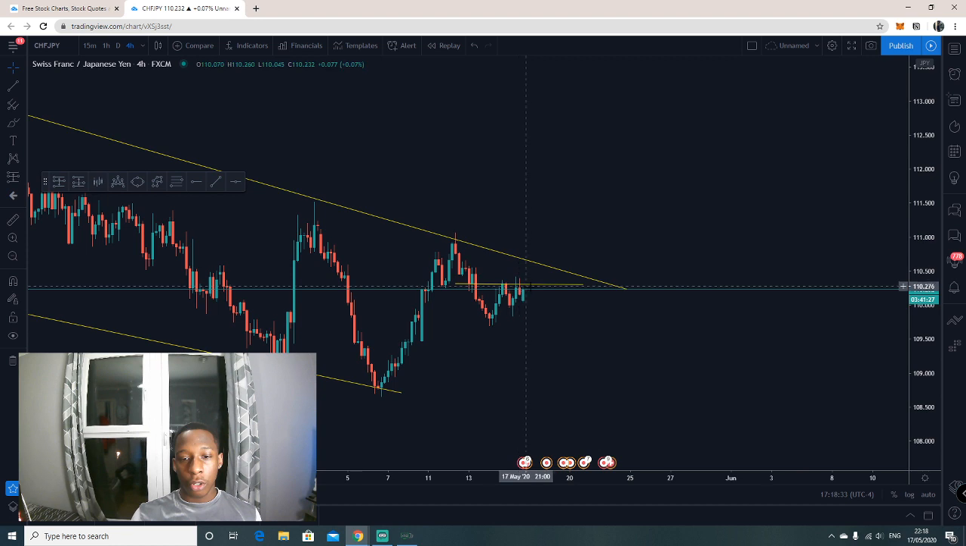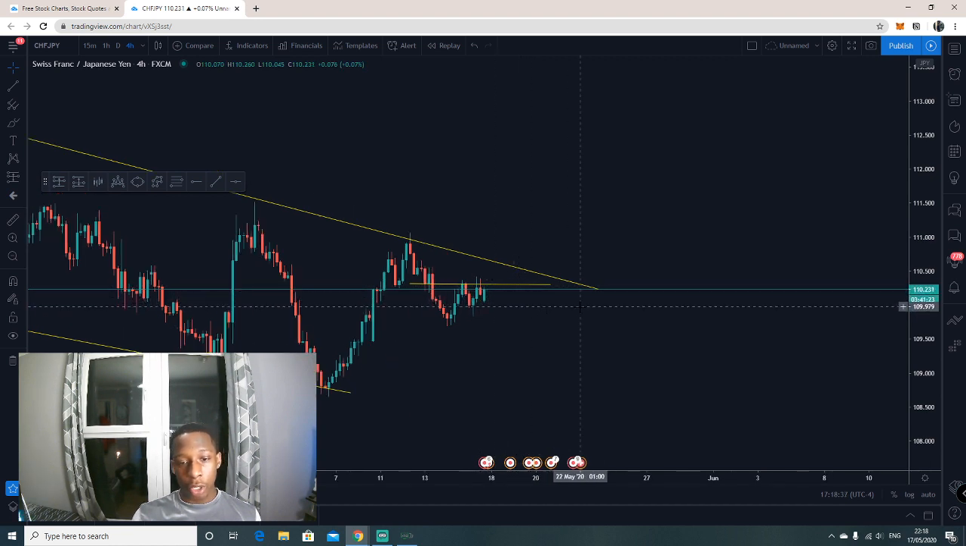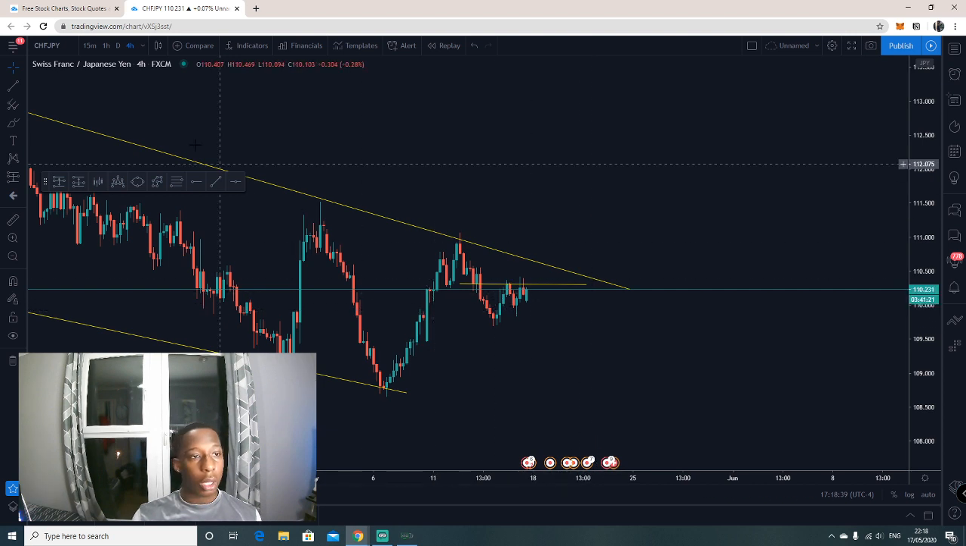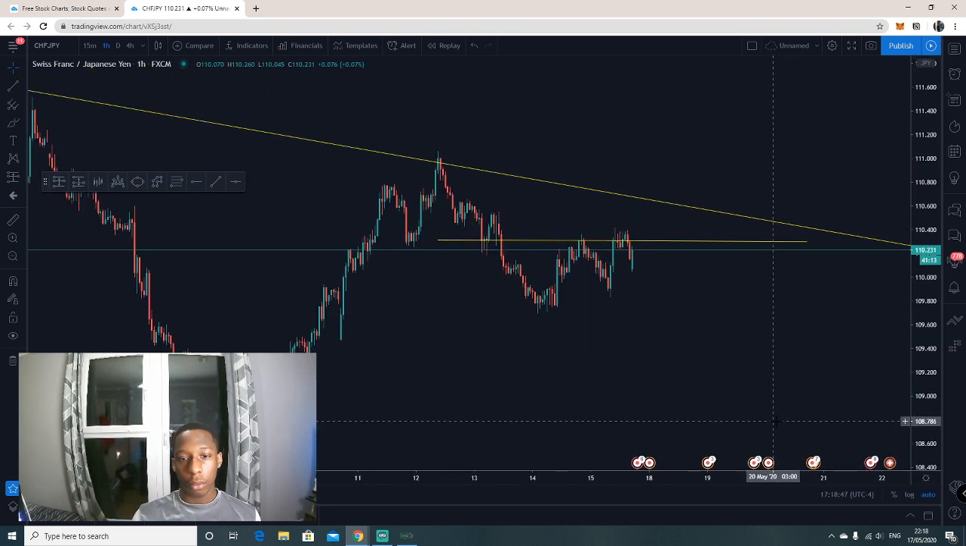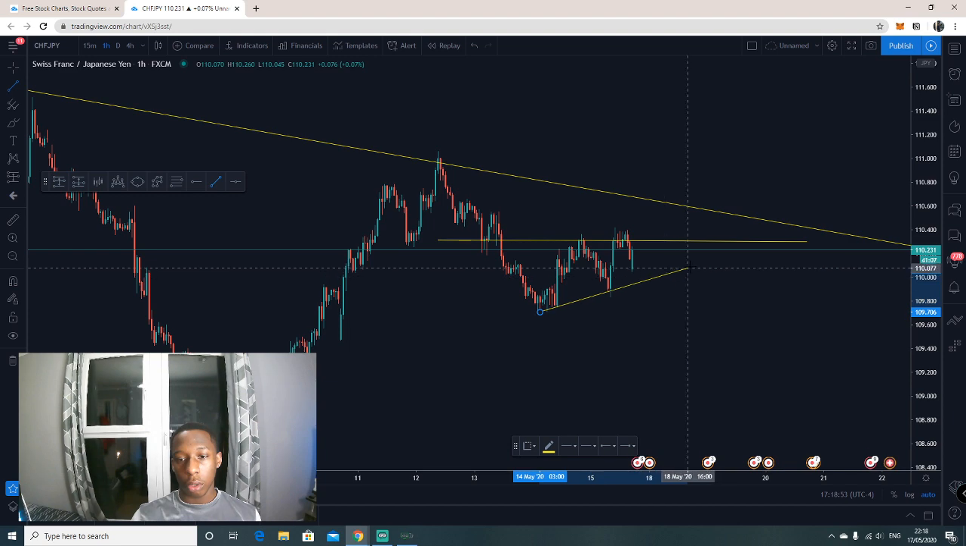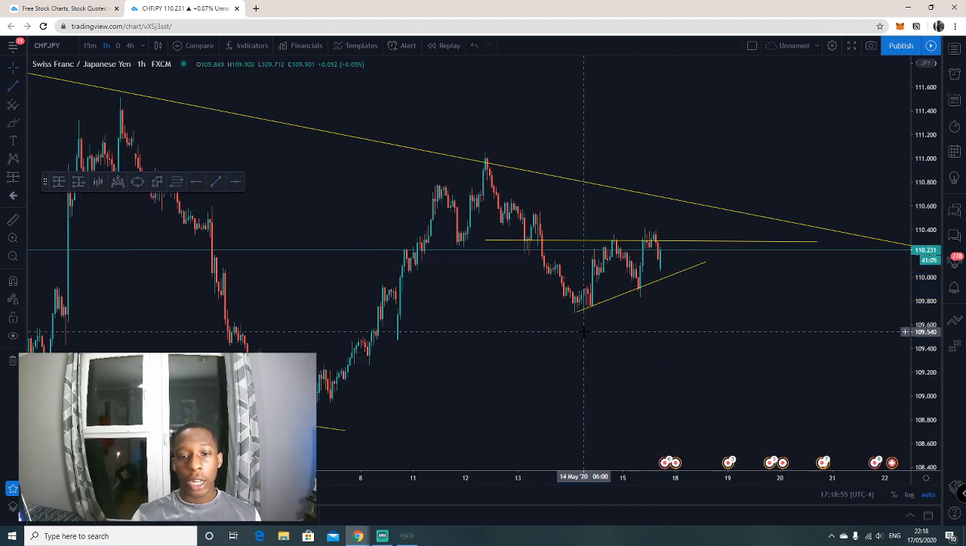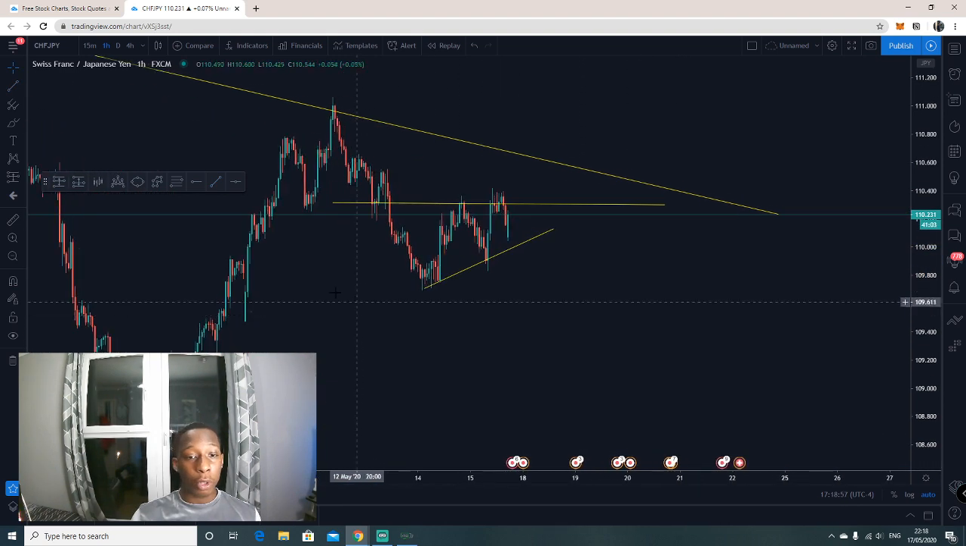We got a rejection of this level, forming a slight shooting star. Let me go to the hourly time frame. I'll be looking for shorts. It looks like a bear flag, to be honest. It honestly looks like a bear flag.